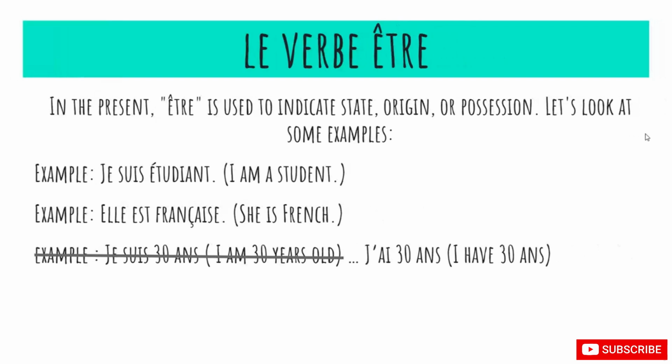So this one, for example, the last one, it's not I am 30. It's not je suis 30 ans. It's I have, like the verb avoir we saw earlier.